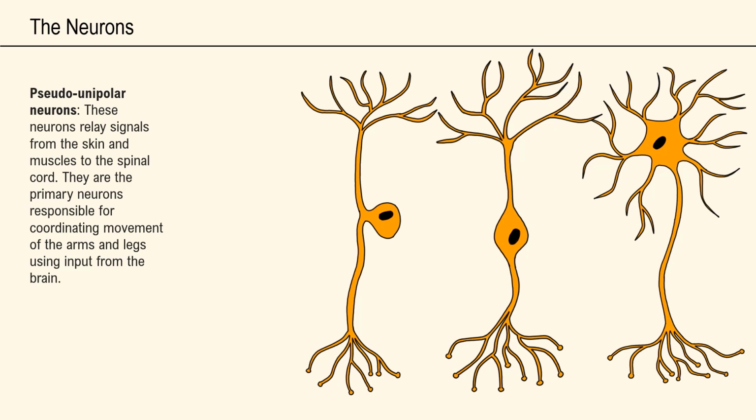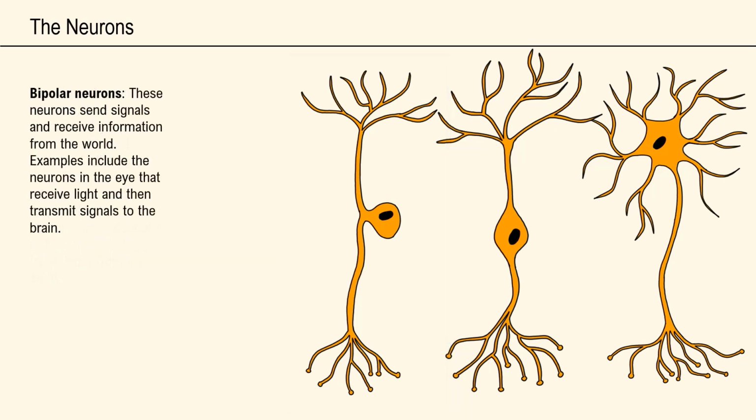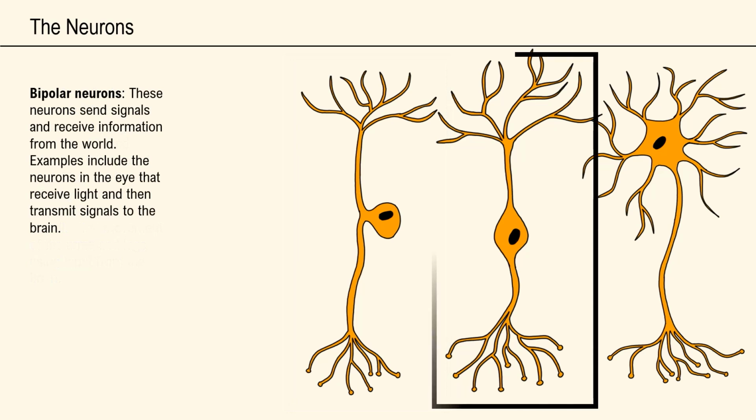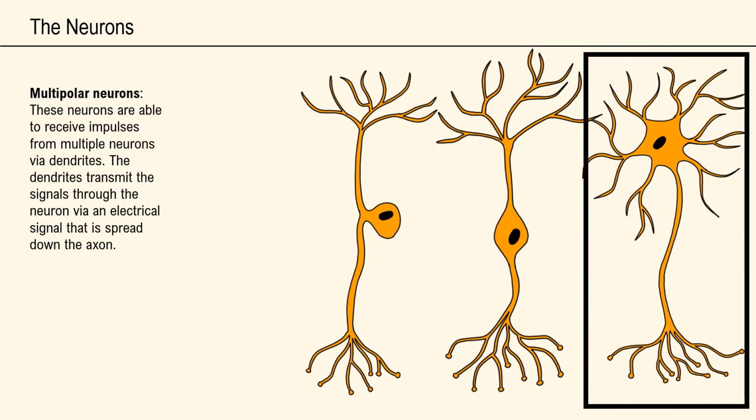There are a few types of neurons involved in the transmission of signals to the brain. The first one is pseudo-unipolar neurons, which relay messages from the skin and the muscles to the spinal cord. They are the primary neurons responsible for coordinating movement after input from the brain. Bipolar neurons send and receive information from the world, such as the eyes receiving and transmitting the light signal. Multipolar neurons are able to receive impulses from multiple neurons and transmit signals through their axons.